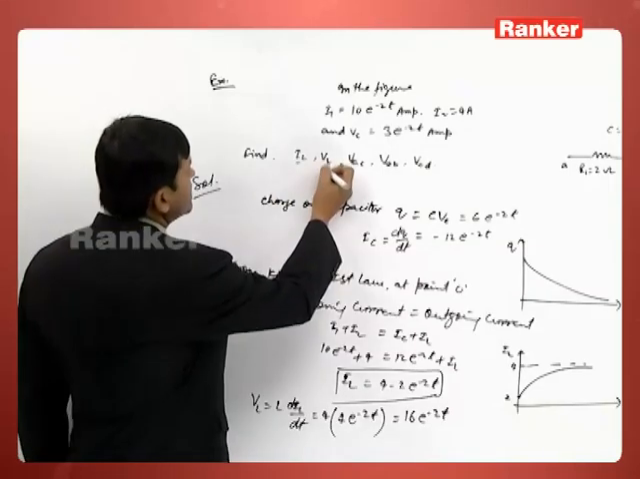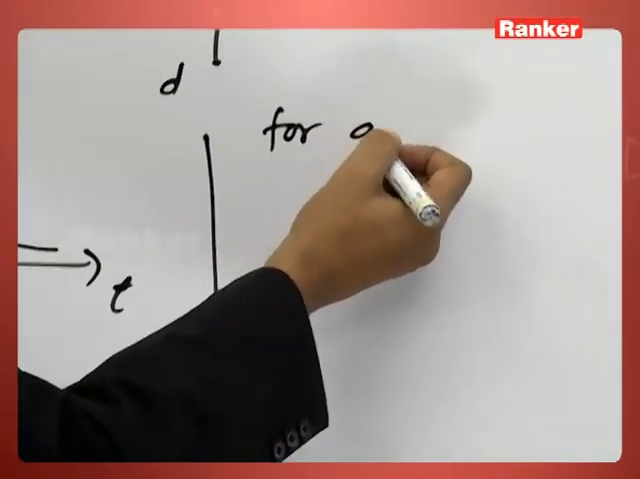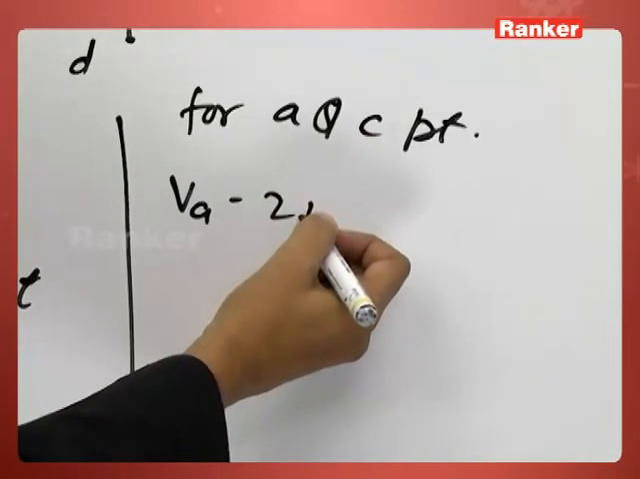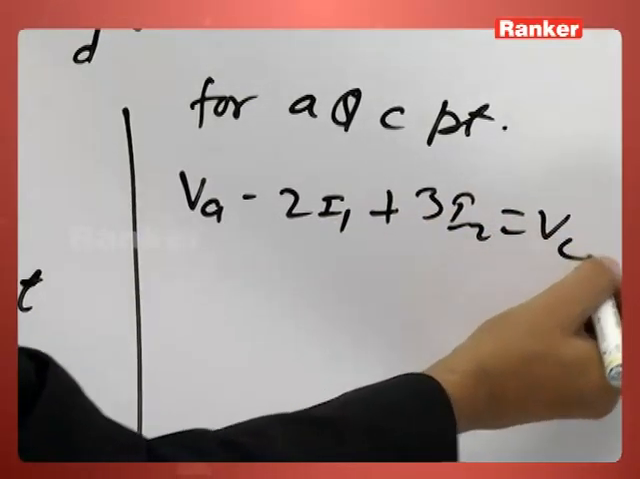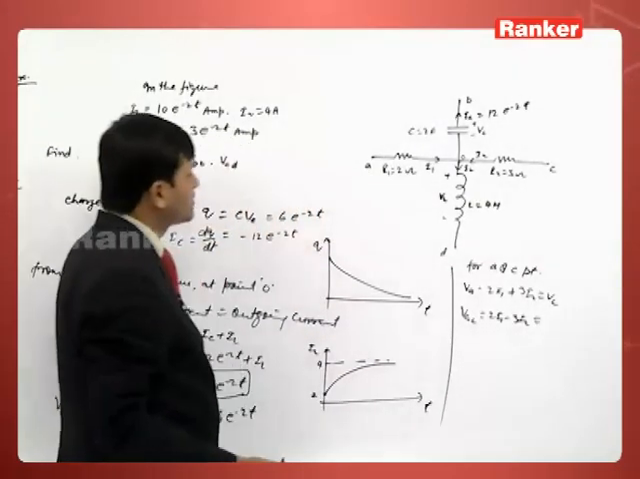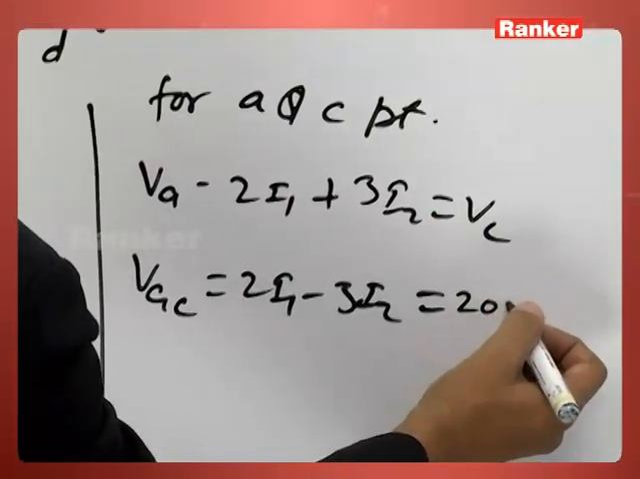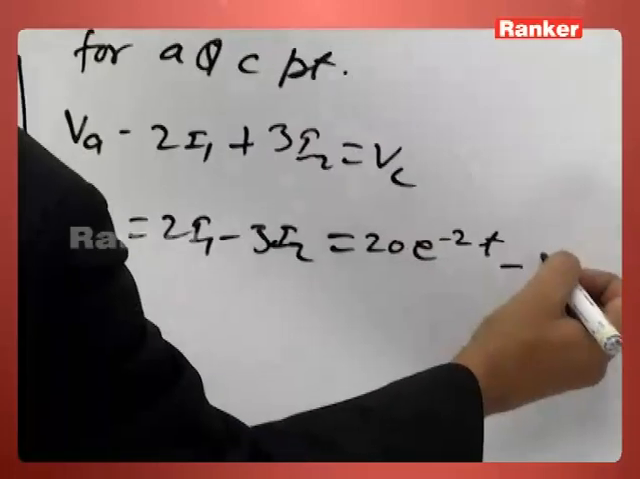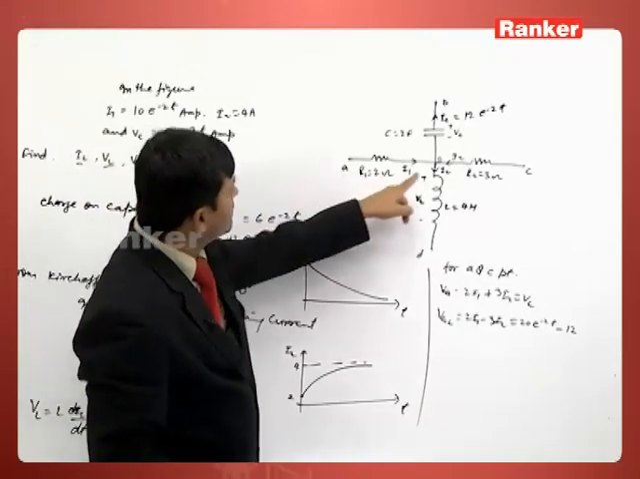After getting IL and VL, now we can apply Kirchhoff's law between A and C. For points A and C, VA minus 2I1 plus 3I2 is equal to VC. So VAC is 2I1 minus 3I2. Substitute the value of I1, given as 10 e to the power minus 2t. So 2I1 is 20 e to the power minus 2t, minus 3I2, where I2 is 4, into 3, 12. This is your VAC.